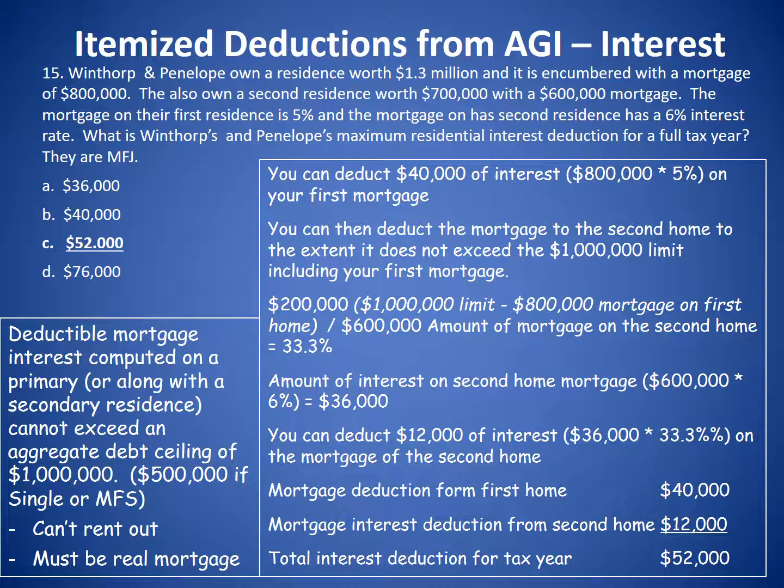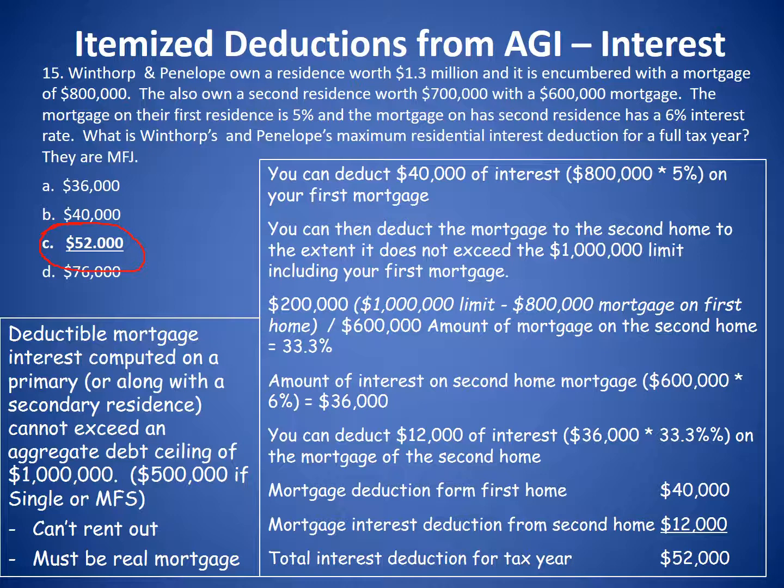Okay, question number 15. What is Winthorpe's and Penelope's maximum residential interest deduction for a full tax year? And the answer in this case is C, $52,000.